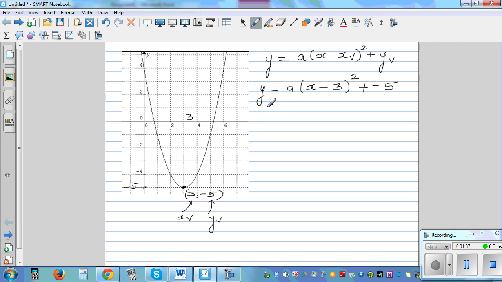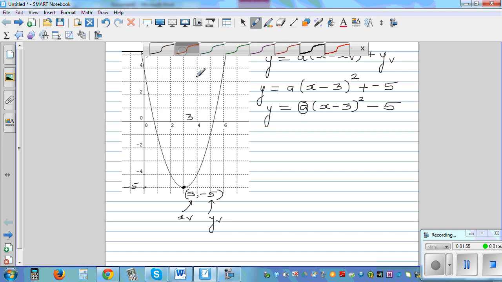Let's simplify this. So y is equal to a times (x minus 3) squared minus 5. Now we just have to find out what a is. To figure out a, let's use another point that we can see clearly on the graph. This point is 5 comma negative 1.